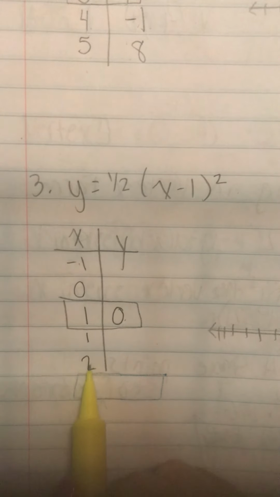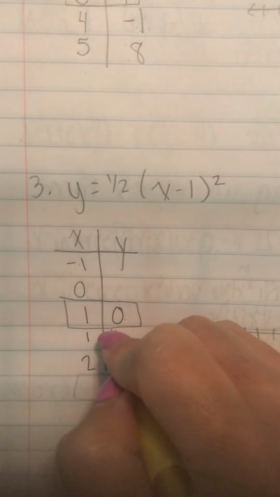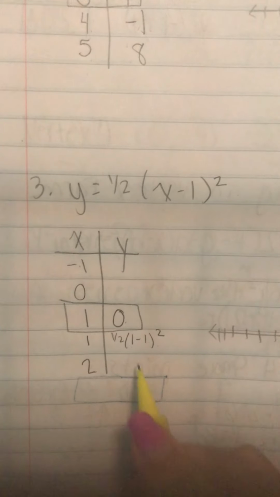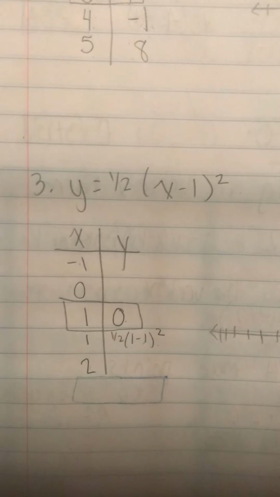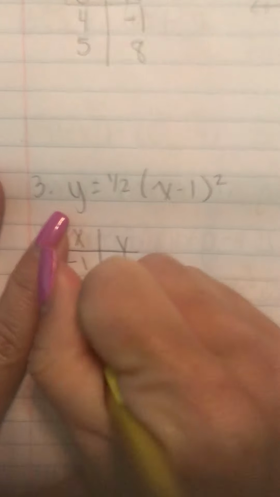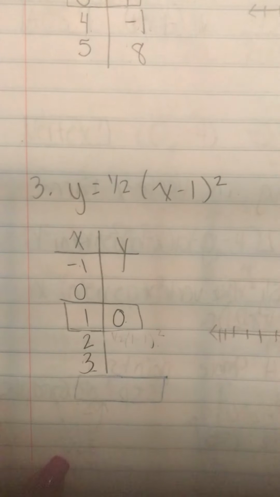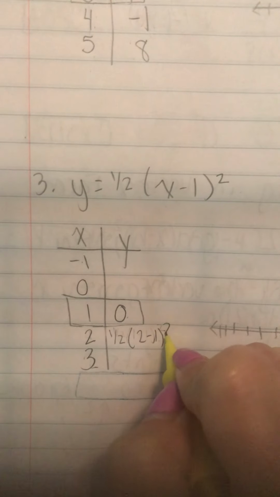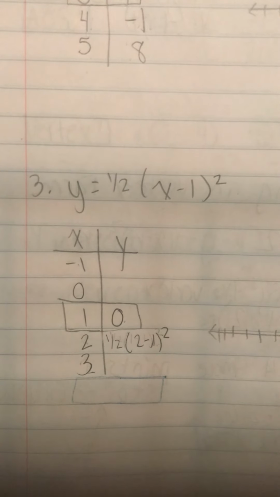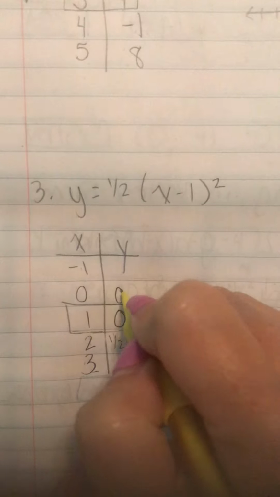Let's do 1 and 2 now, since we did the top 2 last time. So I plug in 1 here. What's 1 minus 1? 0. Oh, that's what I did wrong. Silly. Should have done 2 and 3. My bad. Alright, 2 minus 1. 1. 1 squared is 1. 1 times 1/2, you can write that as 0.5. So 0 would be 0.5.